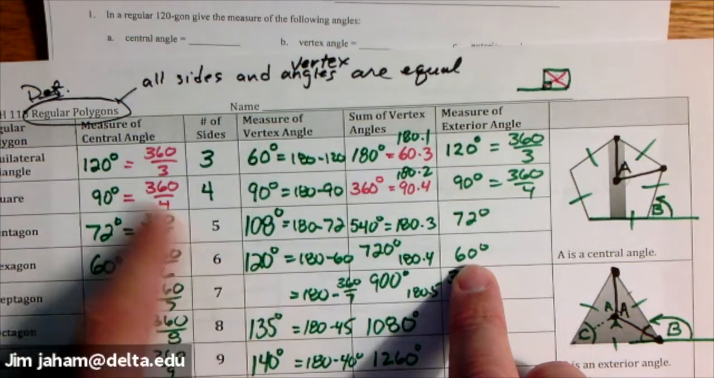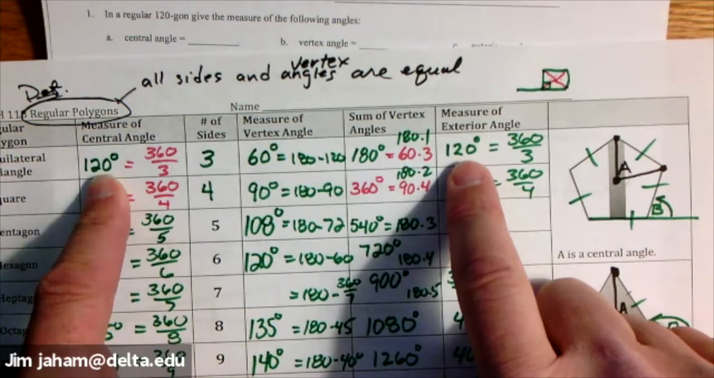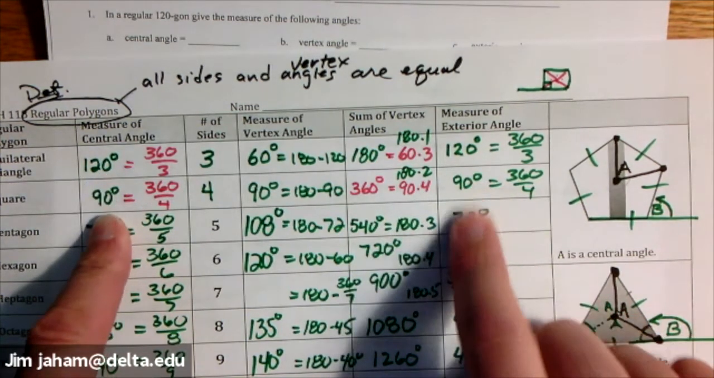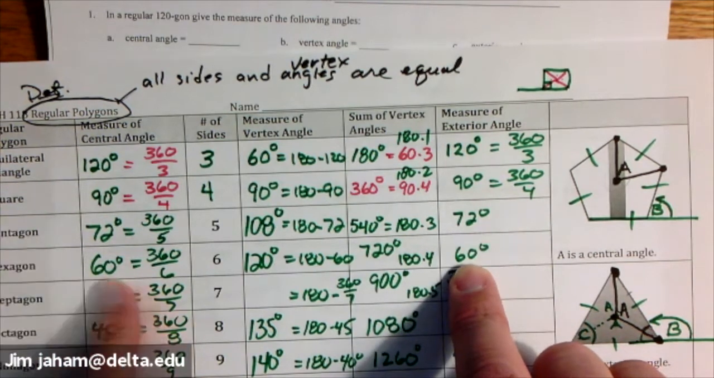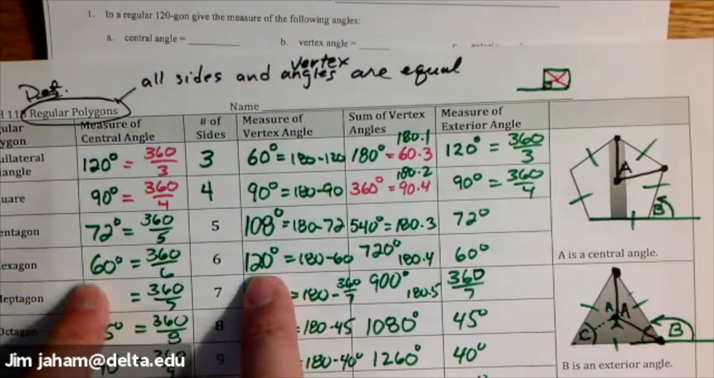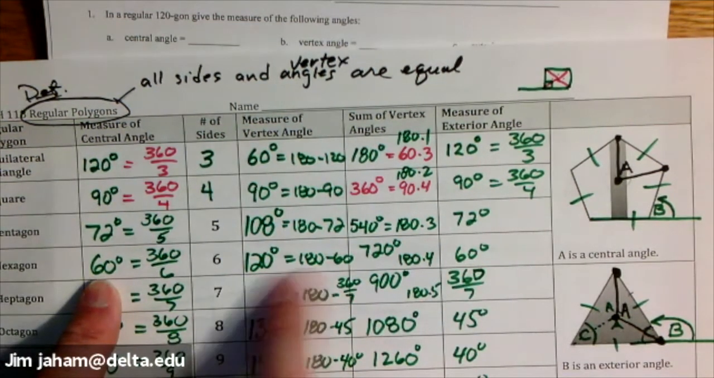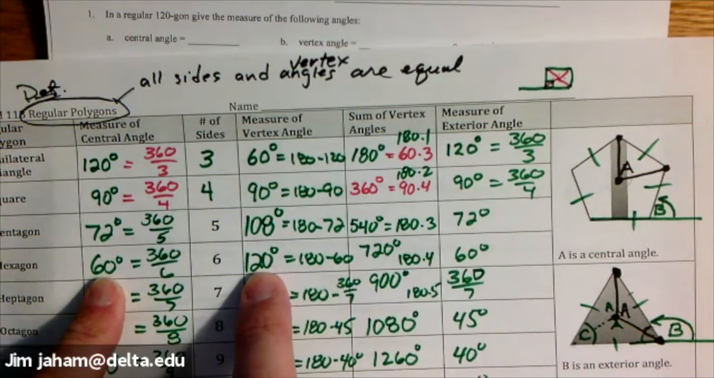So if you know the central angle or if you know the exterior angle, you can determine the other, because these two are the same. The central angle and the exterior angle are always the same. And then to figure out the vertex angle, just subtract either the central angle or the exterior angle from 180 to get the vertex angle.